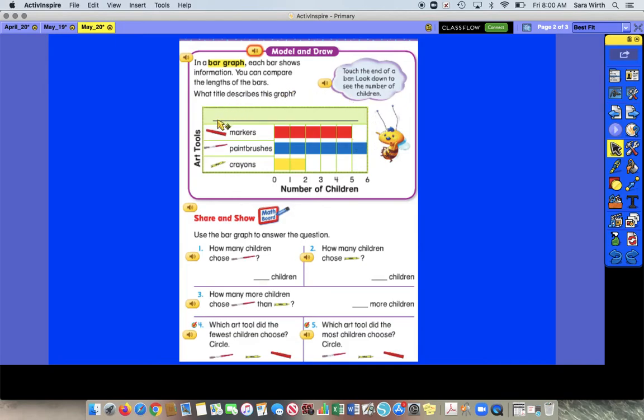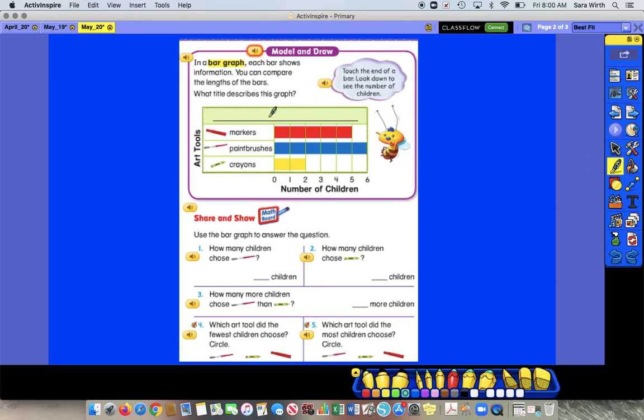So right away when I look at this, I notice something's missing that this might need. Do you notice what it is? It's the title at the top that tells us what we're going to learn from this graph. So we can be detectives and see over here it says these are the art tools that some students chose. And at the bottom it tells us the number of children that chose each art tool. What would be a good title for this graph? I like that. How about favorite art tools?